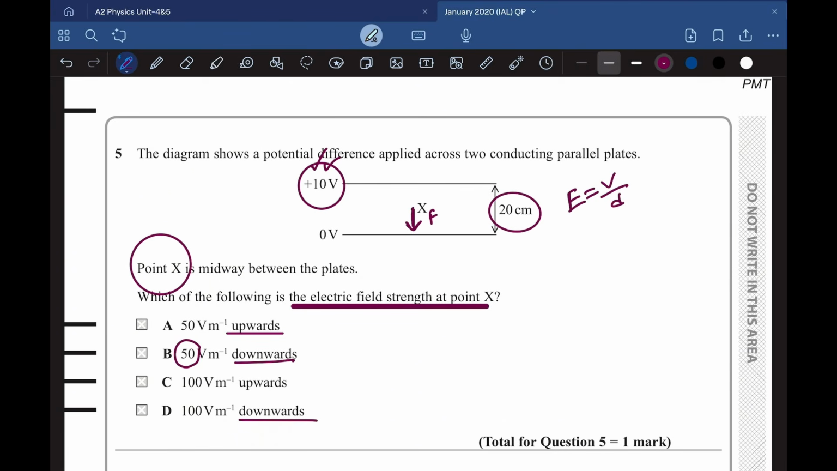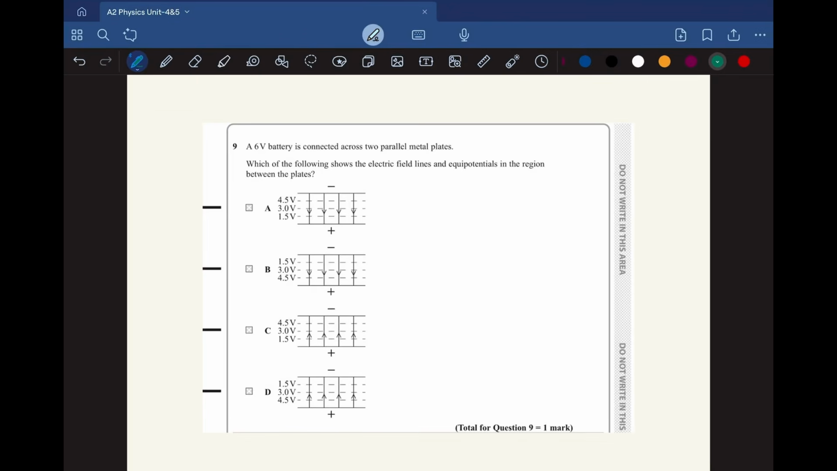Now let's figure out the electric field strength. So E equals V by D, right? Our V has been given as 10 volt divided by our distance. Now it will exert the force over this whole distance. It will be 20 into 10 to the power minus 2, which will give us a value of 50 volt per meter downwards. So our correct answer is going to be B.